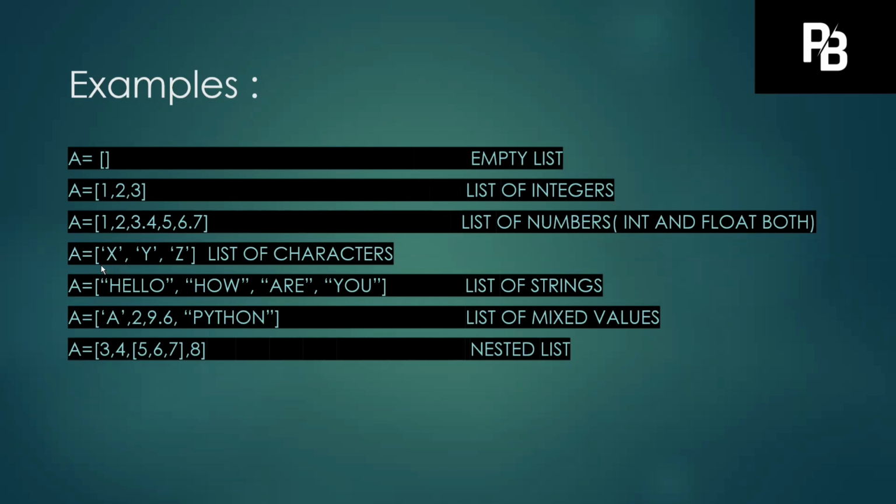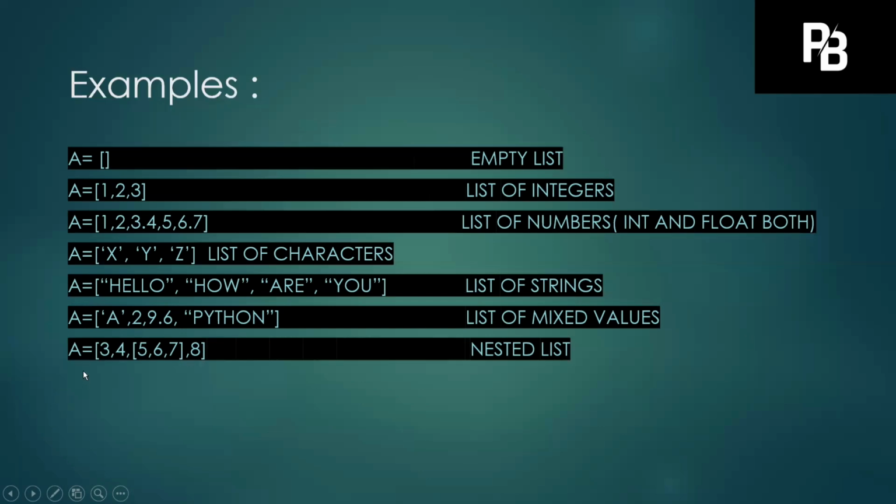Next, we have, students, A is equal to X, Y, Z. What is this? This is a list of characters, students. Okay. Next, we have A is equal to hello, how, are, you. So I store words here. Some words are there, that is a list of strings. In the next one, I store A, comma, 2, comma, 9.6, comma, Python. So one character is there, one integer value is there, one float value is there, one word is there. So what is that? A list of mixed values.